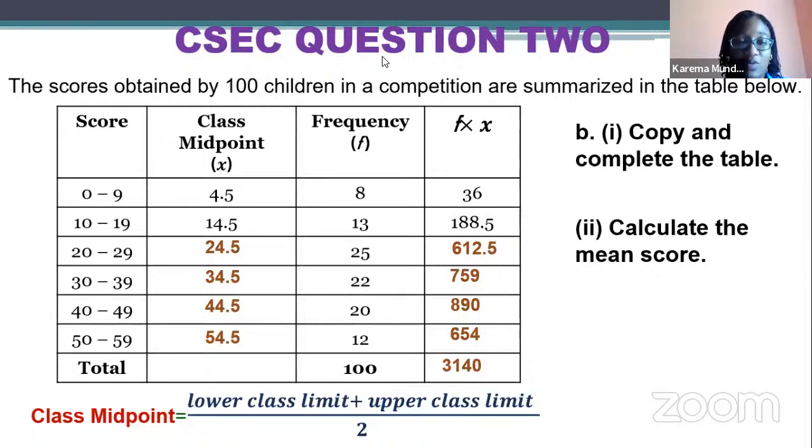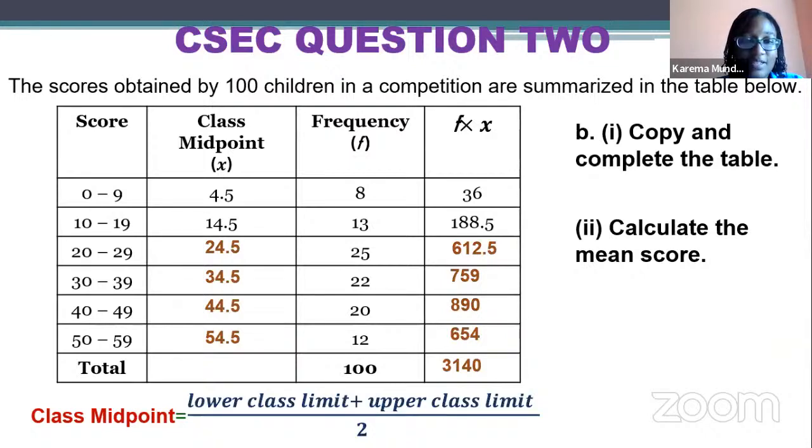Now that 3,140, what does that represent? And how did we get that particular value? 3,140, right at the bottom of the column, F multiplied by X. Where did that come from and what does it mean? When we tally up the table, what I mean is the total amount.